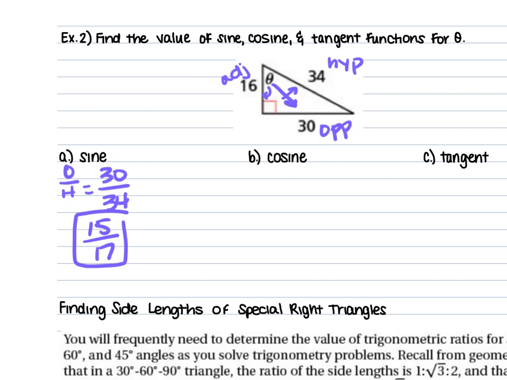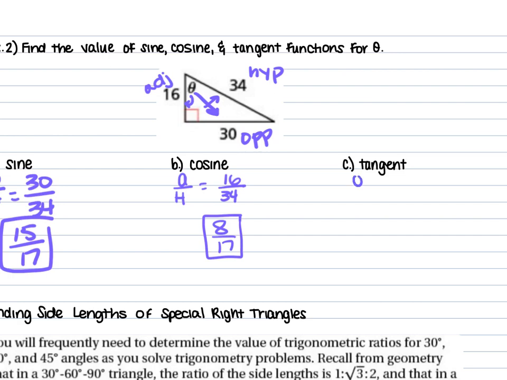Cosine is adjacent over hypotenuse. So our adjacent is 16, our hypotenuse is 34. Once again, they're both divisible by 2, so this is 8 over 17. Our tangent is opposite over adjacent. So our opposite is 30, our adjacent is 16. Divide them both by 2, we have 15 over 8.